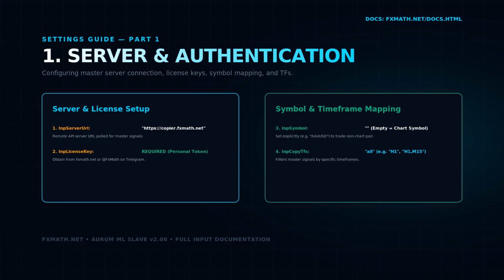Setting number 2 is InpLicenseKey, which is strictly required. Without a valid license key retrieved from fxmath.net or at FxMath on Telegram, the EA will refuse to initialize. Setting number 3 is InpSymbol. Leaving this empty tells the EA to trade whatever chart symbol it is attached to.